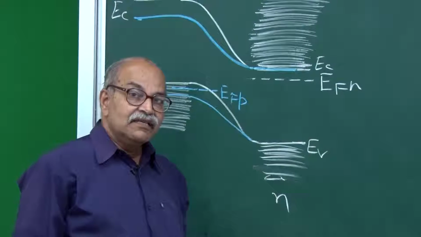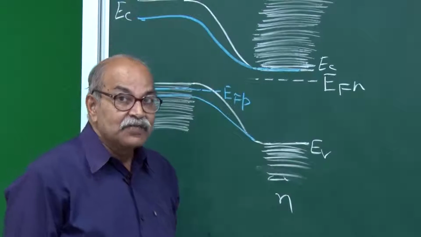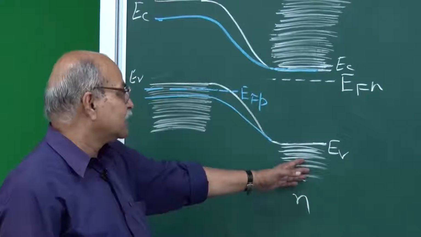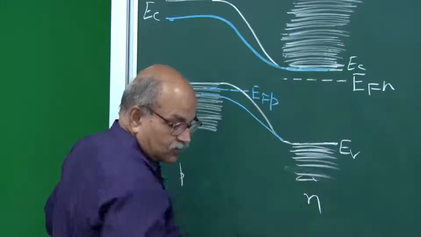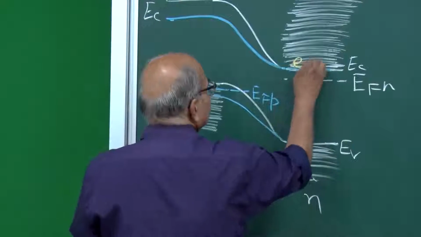Now look at the majority carriers, diffusion of majority carriers. So start from here, N side. The majority carriers are electrons. So you have all those electrons here.